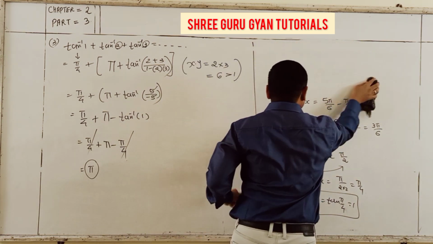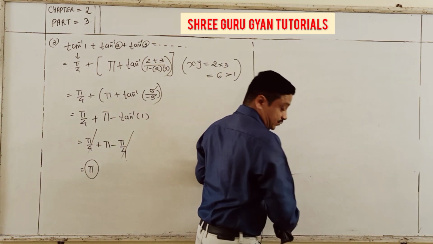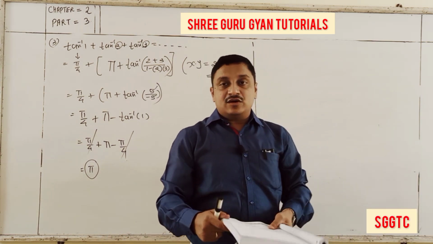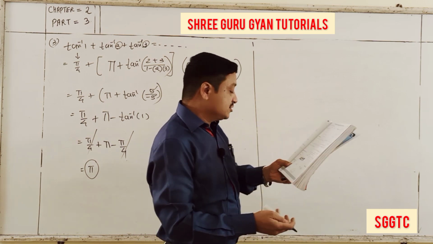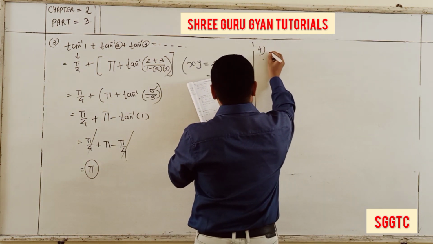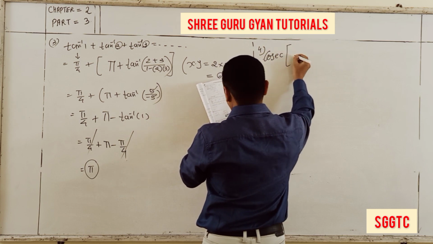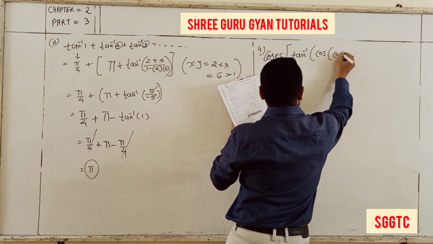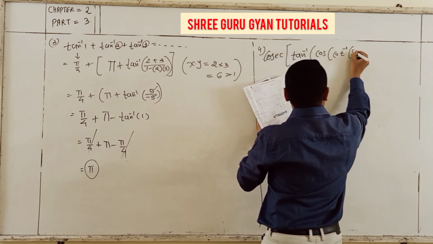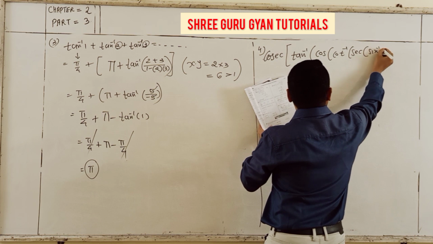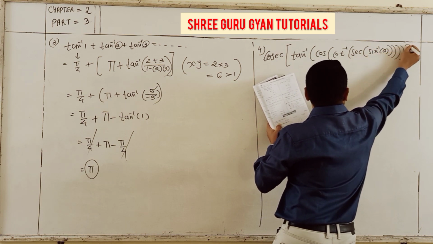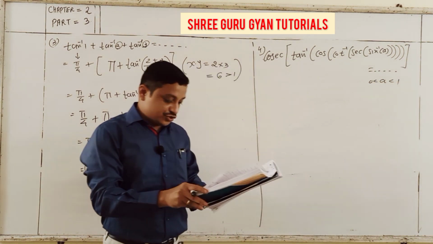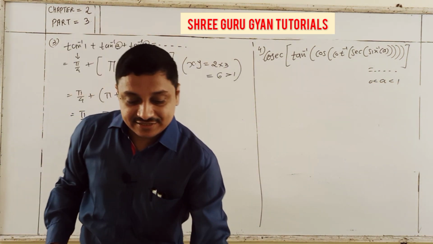Now continue. Fourth question. This was already asked in your Gujarat board 2012. Cosec of tan inverse, cos of cot inverse, sec of sin inverse A is equal to dash, and this type of question is asked in your exams.